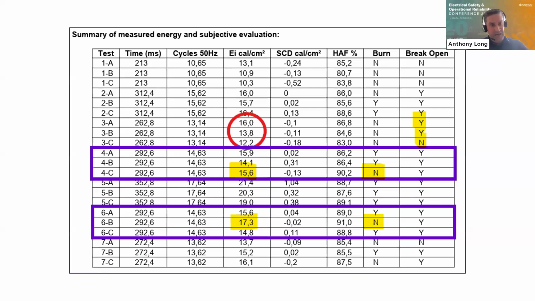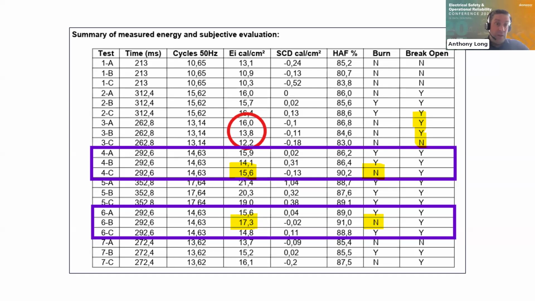Okay, then you have the cycles. We're talking at 50 hertz here. Then you have the cal rating. So this is the actual cal rating or energy that was received on the sensors that are adjacent to that test piece. Then we're going to jump and leap over to the burn, and the N says it's no burn, and the break open says it's no burn.